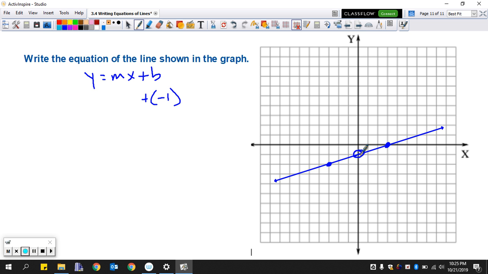But it doesn't matter. Here we have a slope of going up 1, right here, going up 1, and then we have a run of 1, 2, 3. So 3 in the positive direction. And so we have y is equal to 1/3 x plus negative 1, and we would normally rewrite that in simplest form as y equals 1/3 x minus 1.